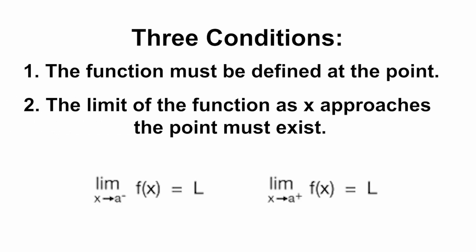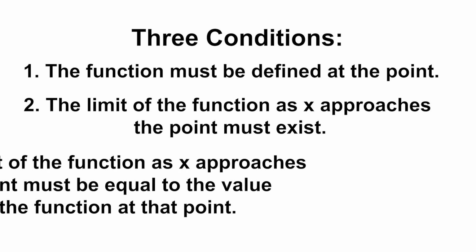Condition 2. The limit of the function as x approaches the point must exist. This condition ensures that as x gets close to the given point, the function's values approach a finite number. In simpler terms, the function should not have wild or erratic behavior as x approaches the point. If the limit of the function exists and is a finite value, it satisfies this condition.